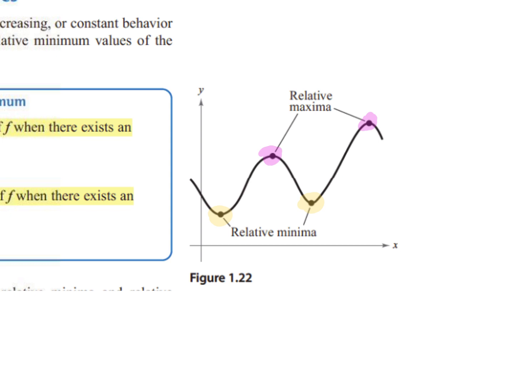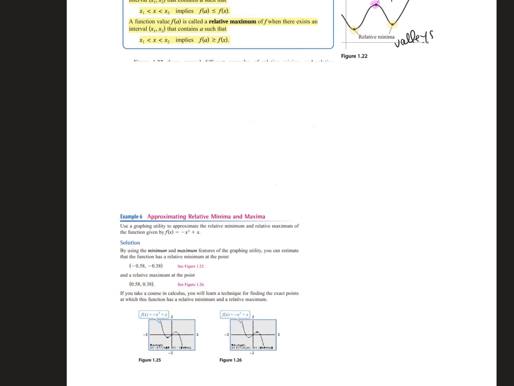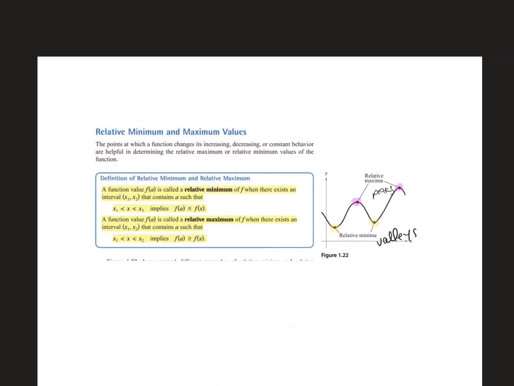You can have more than one in a graph. It's just the peaks are the relative maxes, and the valleys are the relative minimums. You can have a bunch of them. That's just all that's saying. And same thing here, you're determining the relative minimums and maximums. But on a graphing calculator, we're not doing that right now. We're going to do graphing calculator stuff more around Thanksgiving-ish.